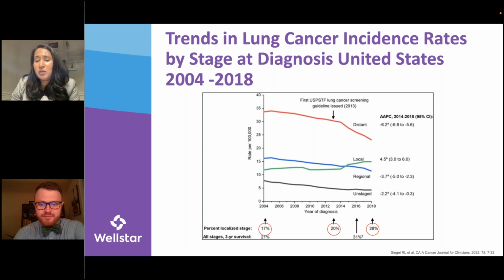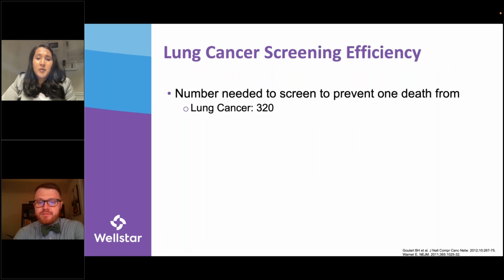And that's where screening exams play an important role, as we want to capture these cancers early on and impact survivability. Now, the other thing that is often pointed out is, are we having to screen too many patients before preventing one death? If we look at this number, about 320 patients need to be screened for us to prevent one lung cancer related death.